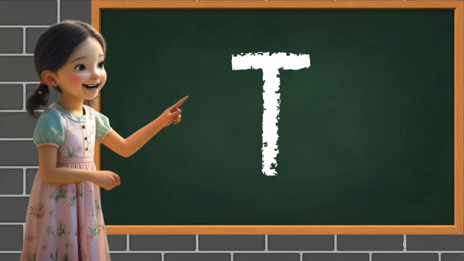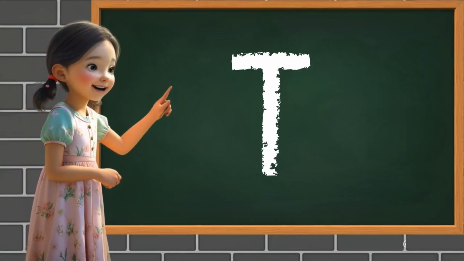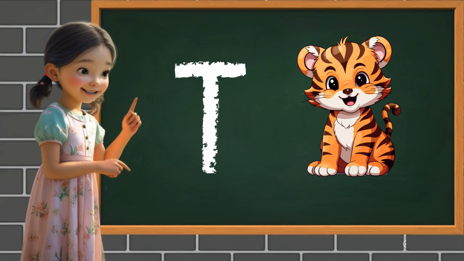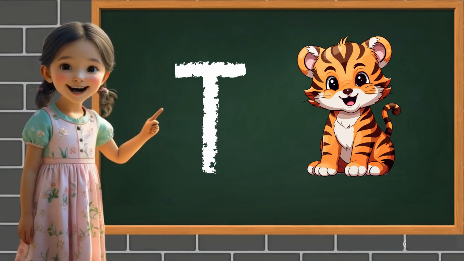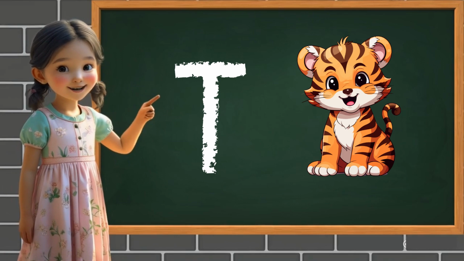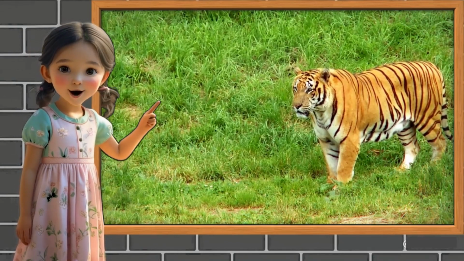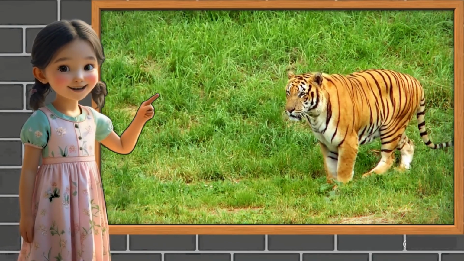The letter is T. You can say T. Now say T is for Tigger. T is for Tigger. Here you can see a real Tigger. This is a Tigger.